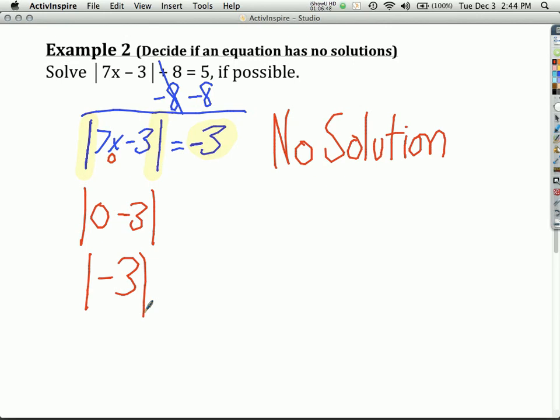Edgar? 3, not negative 3. The absolute value is positive 3, so 0 does not work.